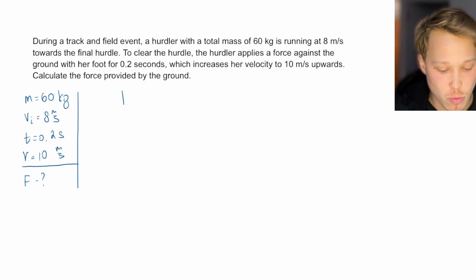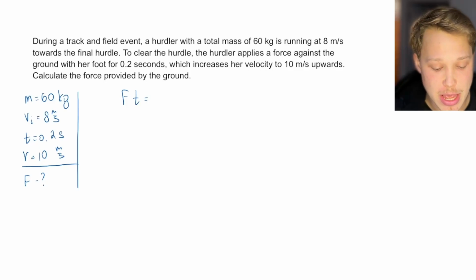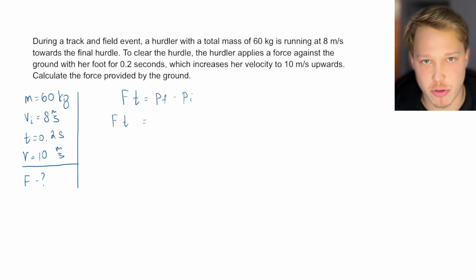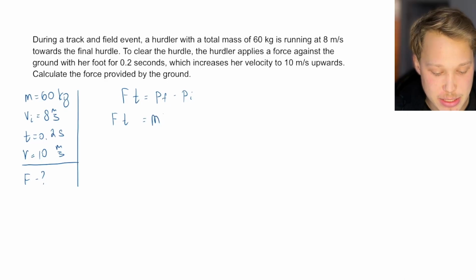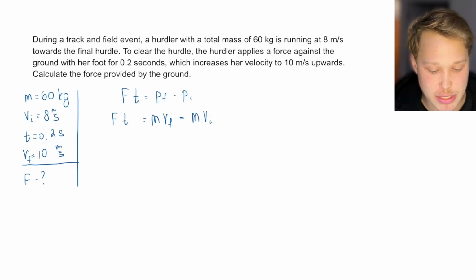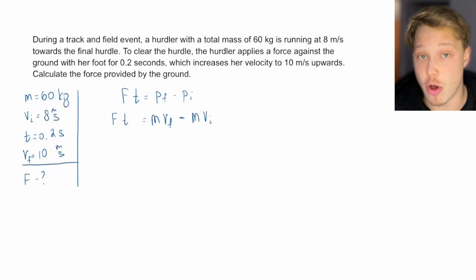So once again, we write down our equation for the impulse, force times time, is equal to change in momentum. So the final momentum, there's only really one subject here, the hurdler. So the final momentum is going to be mass times the final velocity minus initial momentum, which is going to be mass times initial velocity. And we really know all these quantities already. We know initial and final velocity, we know the mass, we know the time. So we just have to find this one unknown of force.